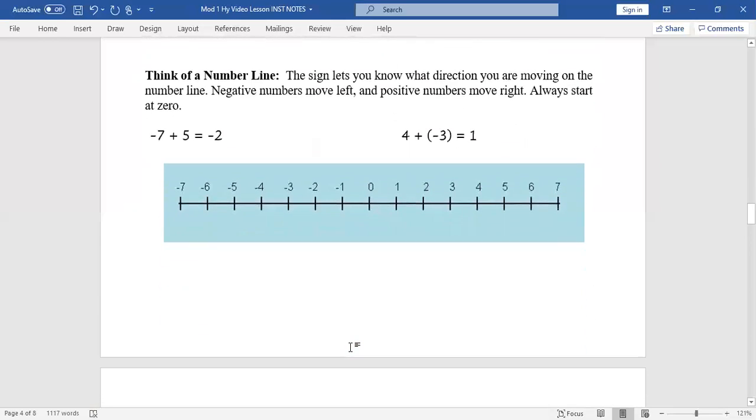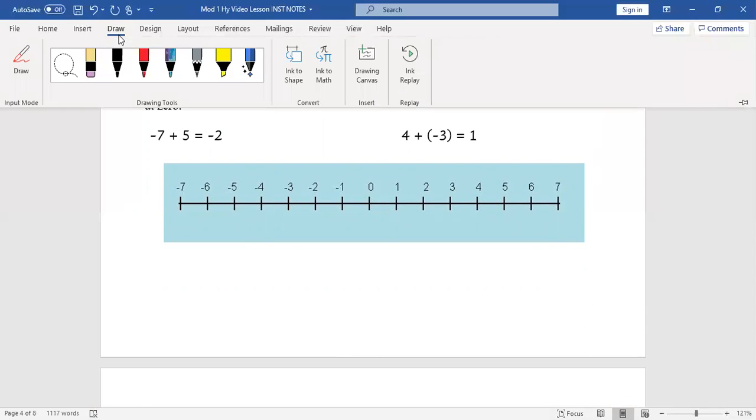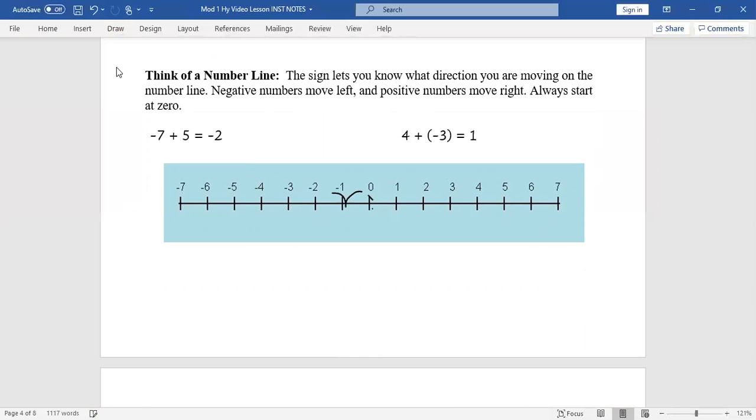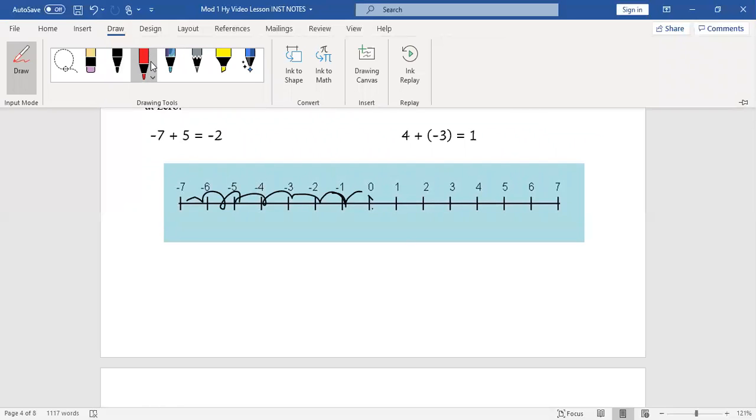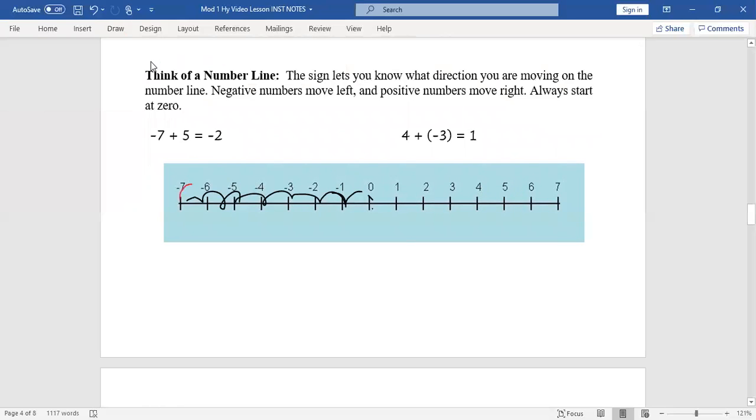We can utilize a number line for adding integers as well. Whenever you have a negative number, that just means you're going left. You always start at 0, and I have -7, so I'm going 7 units to the left. Now, I'm going to add 5 units, and it's a positive 5, so I'm going to go to the right 5. And that's going to take me to -2.